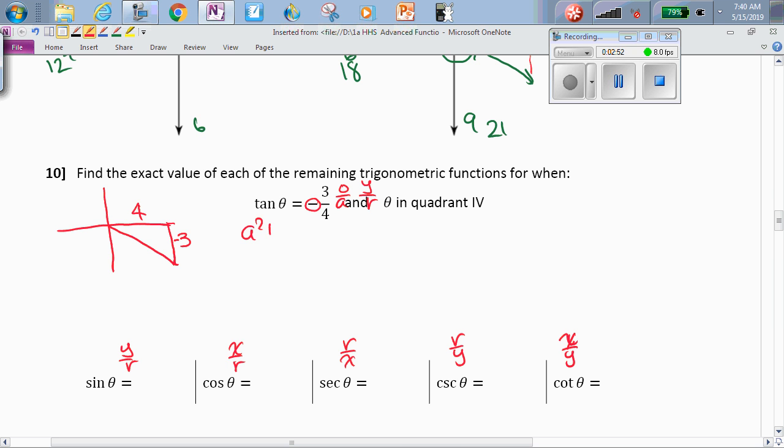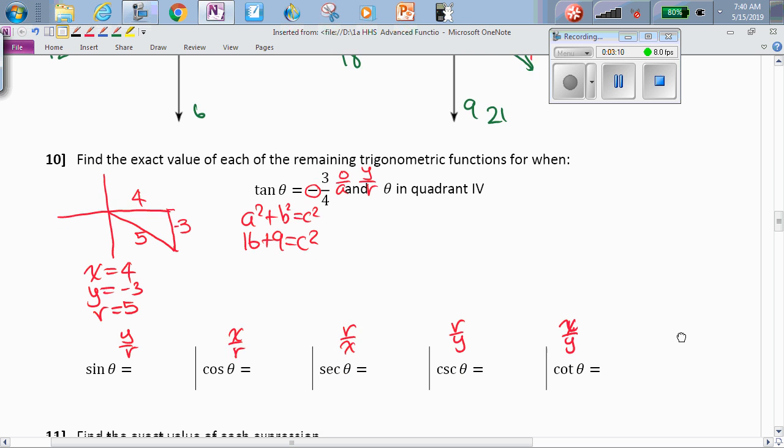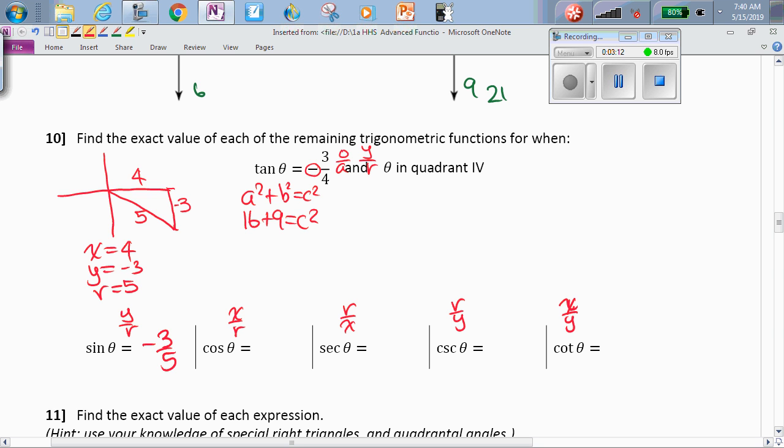And then we do a squared plus b squared equals c squared. That's going to be 16 plus 9 equals c squared. Add them together, you get 25. Square root gives me 5. So x is positive 4, y is negative 3, and r is always positive, which is 5. And we're just going to pull each of these and put them into our ratios. So that means we have negative 3/5, 4 over 5, 5/4, 5 over negative 3 or negative 5 over 3, doesn't matter, and negative 4/3 or 4 over negative 3.